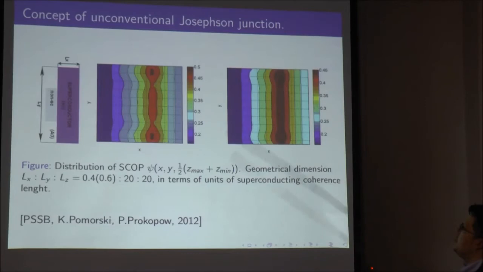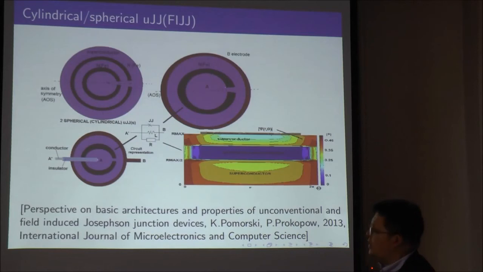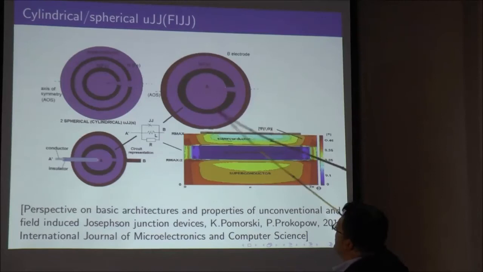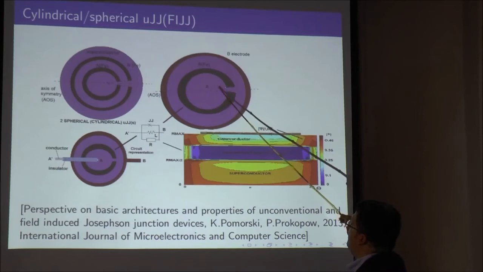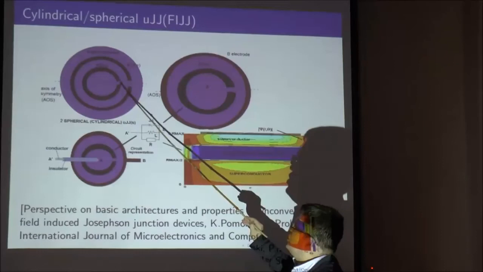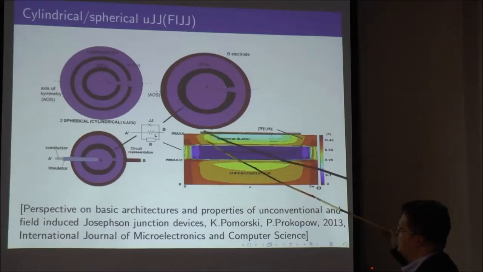We can go further and play with this concept. We can go into cylindrical or spherical coordinates. You can have a ferromagnetic strip or a normal strip, and you can have a superconductor. Using the same concept, you can create a Josephson junction between this point and this point, or you can create two Josephson junctions in series. I was playing with this concept, obtaining certain solutions of the superconducting order parameter versus angle, if you go around.